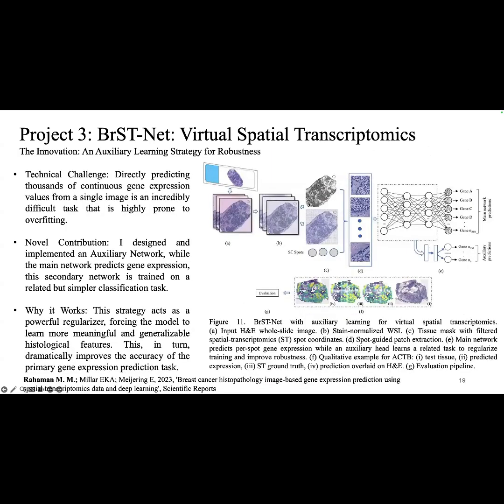This diagram shows our key innovation for the BrST-Net framework that directly predicts hundreds of genes from routine H&E slides. There's an issue of overfitting when we try to predict around 250 genes. To overcome this, we train an auxiliary network alongside the main gene prediction network. It acts as a regularization, forcing the model to learn meaningful features that generalize better.